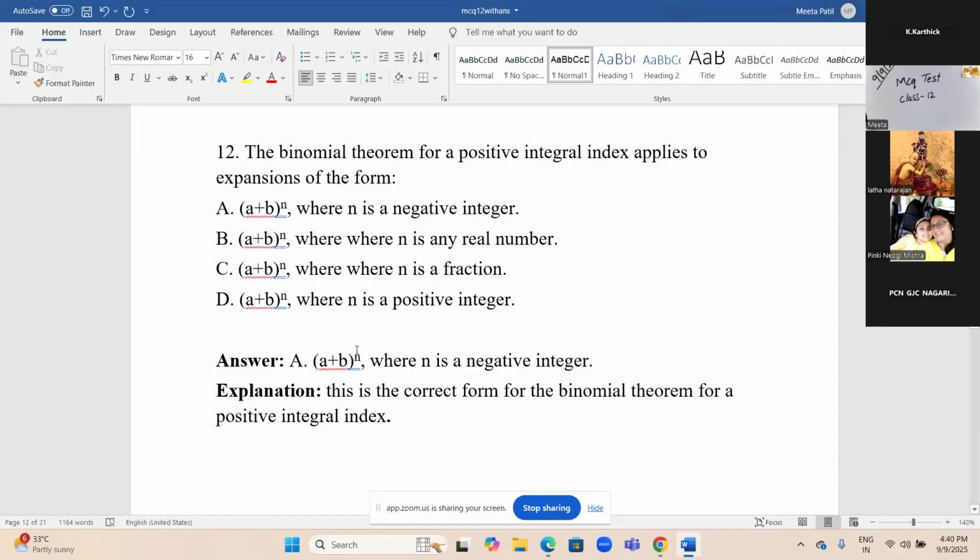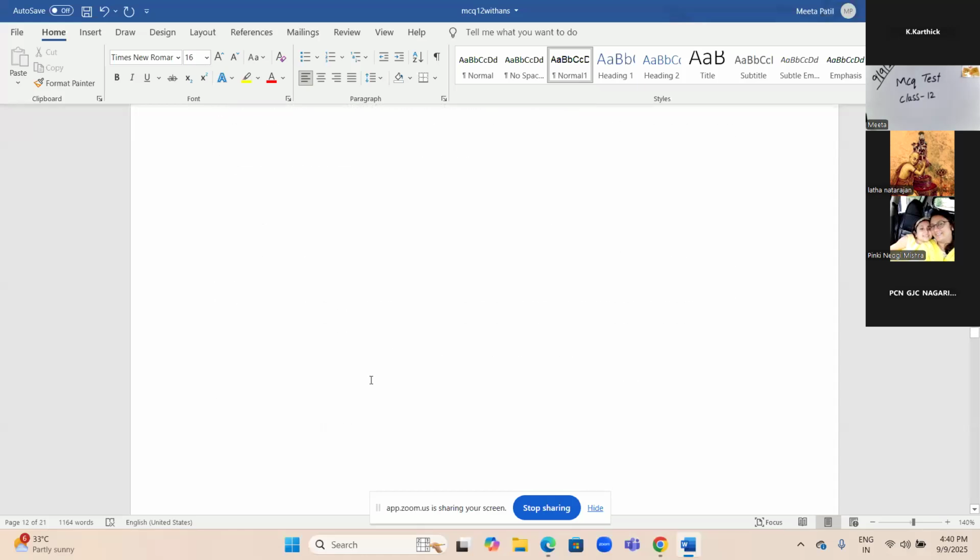A plus b power n, where n is a negative integer. If the integral index is expanded in the form of the binomial theorem, it means you have to take n as a non-negative integer or negative integer.